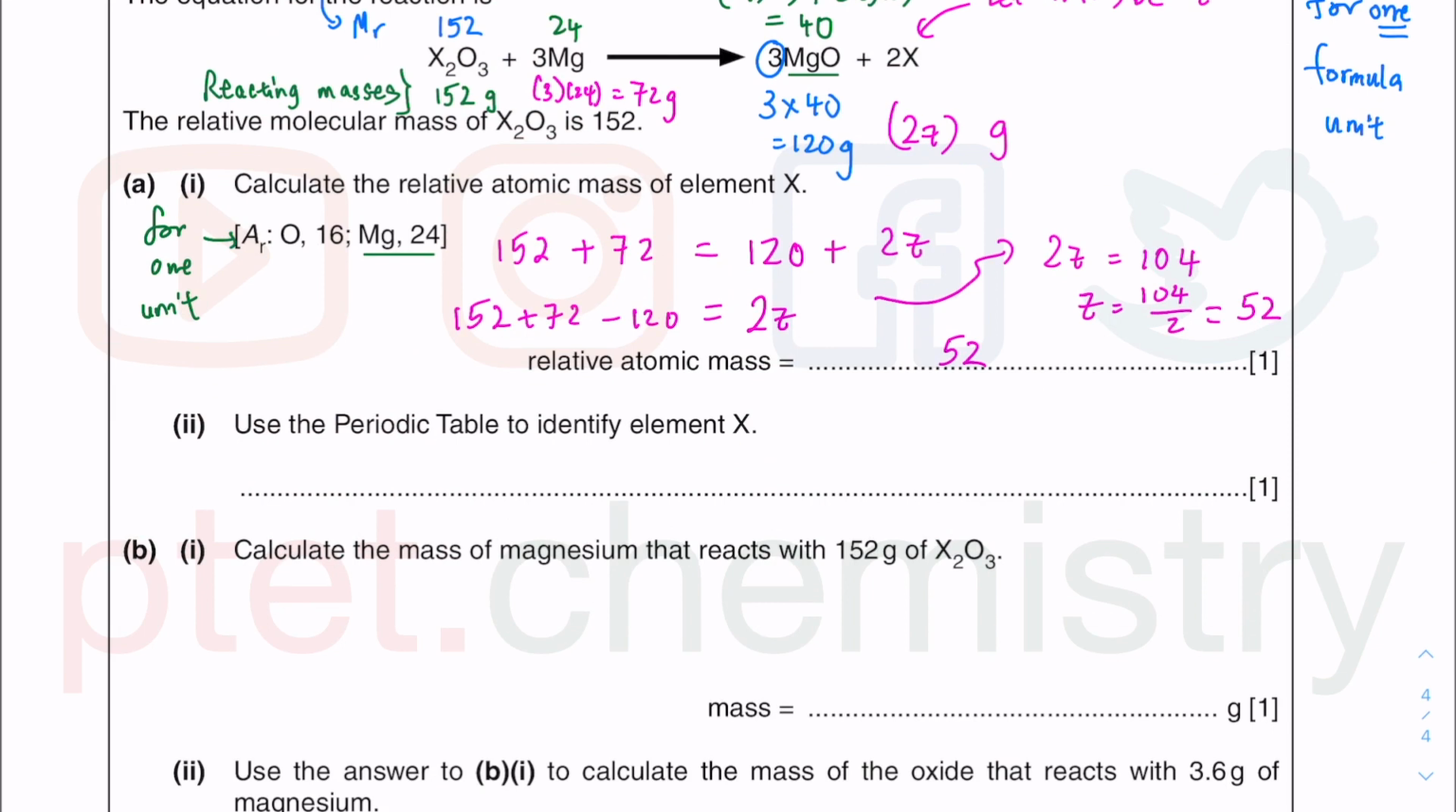So if you go to your periodic table, let me just go to my periodic table. Gotta find my periodic table first. Where is it?